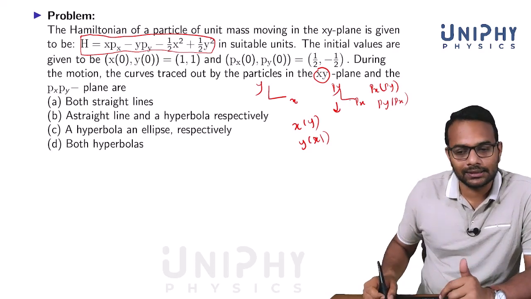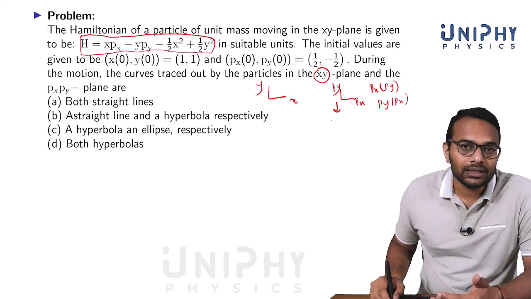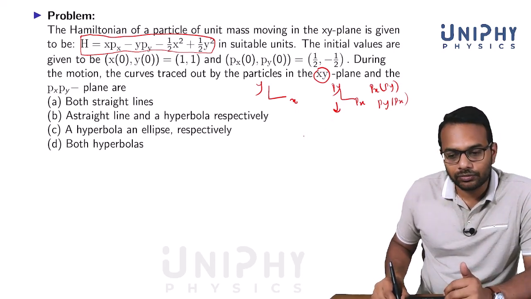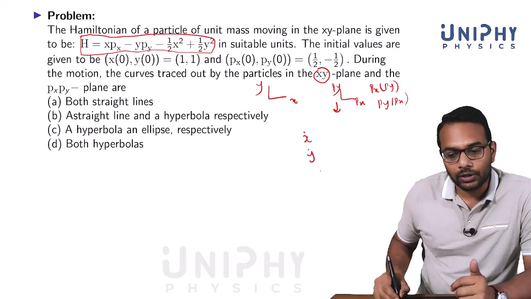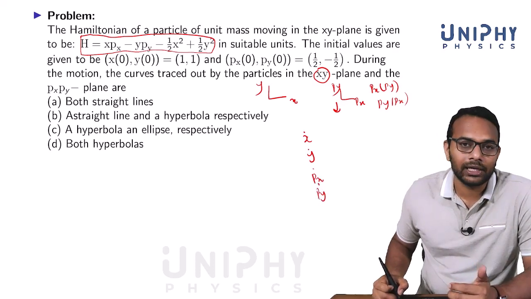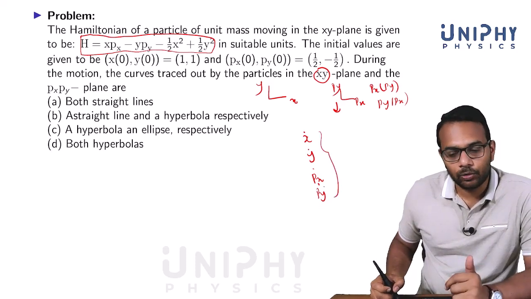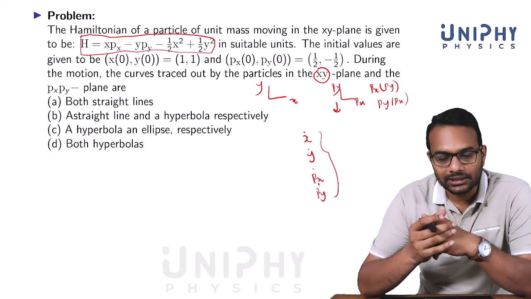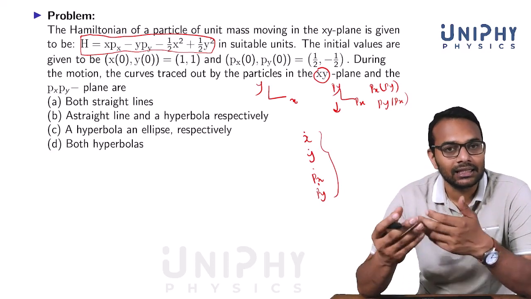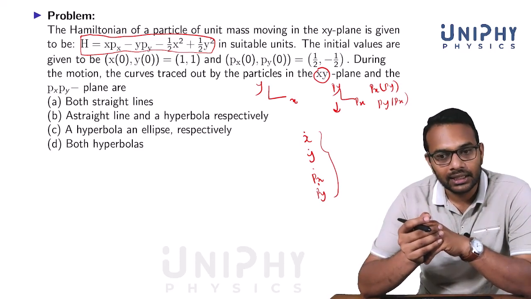Now, how do we do this? Once the Hamiltonian is given, we can get the equations of motion. We can find x dot, which is dou h by dou px. We can find y dot, we can find px dot, and we know how to obtain py dot from the Hamiltonian. These are differential equations, which are just Hamilton's equations, the equations of motion. What we need to do is construct these differential equations and then solve them.